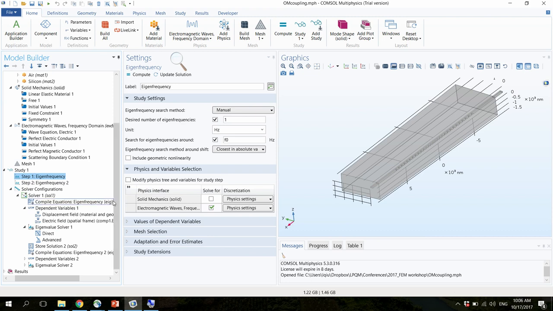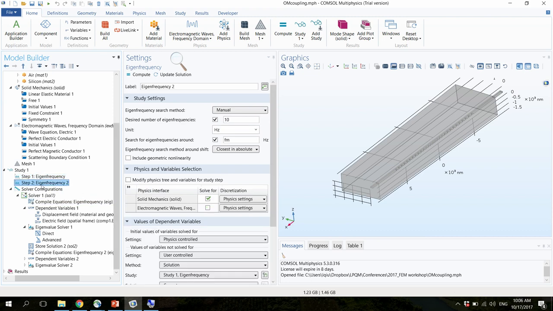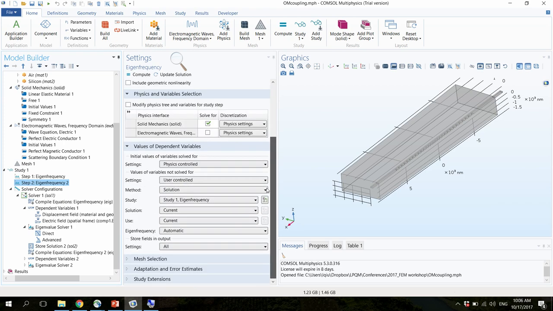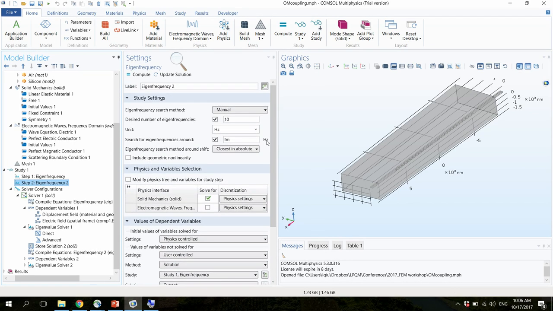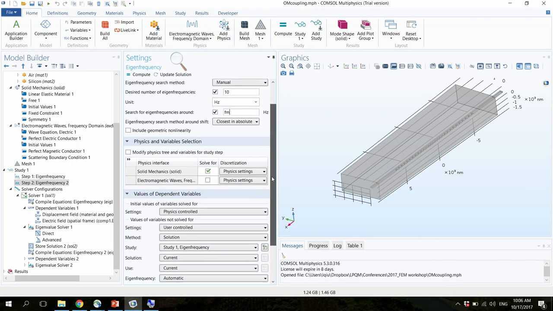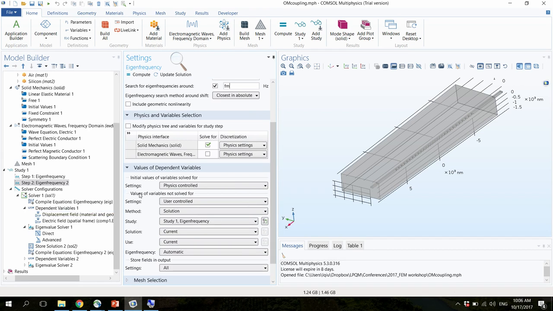After you get the optical properties, we can start the mechanical simulation. Similar to the optics, there are different orders of mechanical modes, which are located around FM, which is mentioned in the parameter list. Now what you simulate is just the solid mechanics, without the electromagnetic wave simulation in the frequency domain. Another thing you need to be careful about is the values of variables that are not solved for, in the study step.